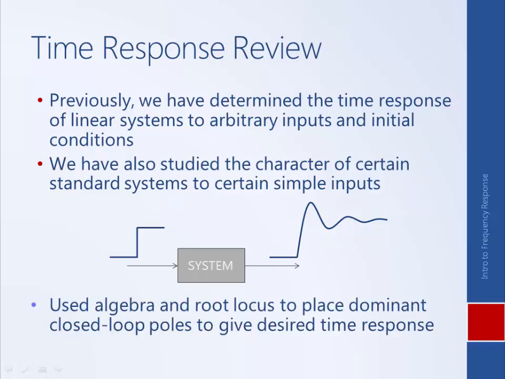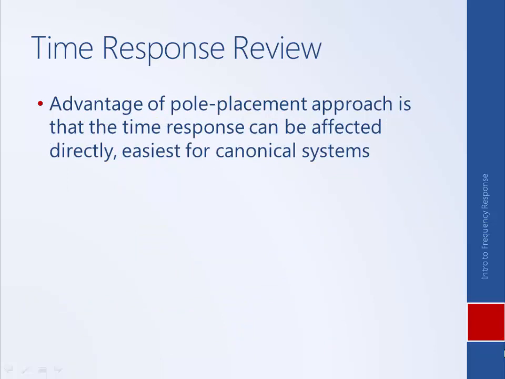We've then used algebra and root locus approaches to place the dominant closed-loop poles to give us the desired time response. And by that I mean a step response that has a certain time constant or overshoot or peak time or whatever. The advantage of a pole placement approach is that we can affect the time response, or the output of the system as a function of time, directly, and this is ultimately what we're trying to achieve. And when we have canonical systems, this process is fairly easy.